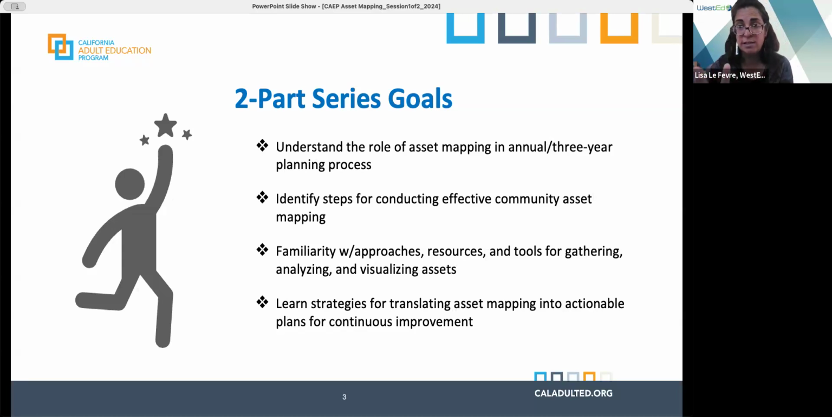So I want to just quickly review our goals. This is a two-part series, so these are our goals for this session. We're really going to be working on understanding asset mapping as a process, identifying the steps that are included, gaining a familiarity with the approaches and resources that can be used, the visual assets that are involved, and also learning strategies for translating asset mapping into actual plans and for continuous improvement.